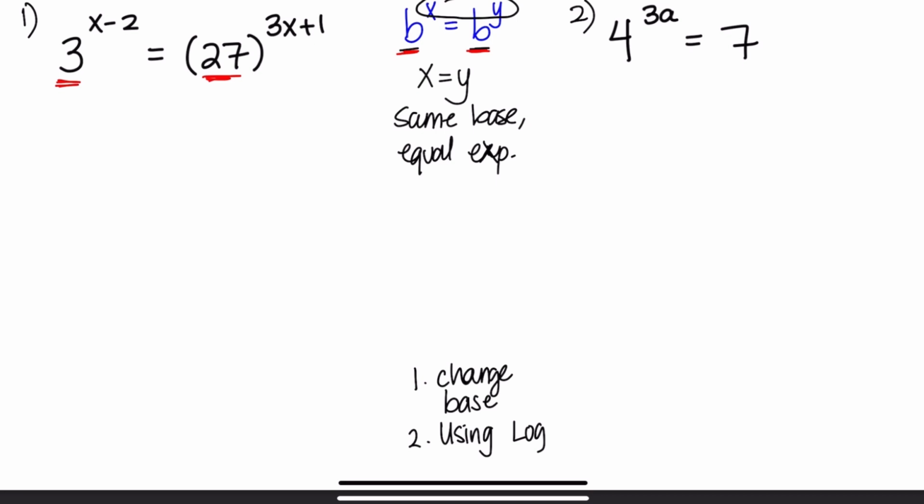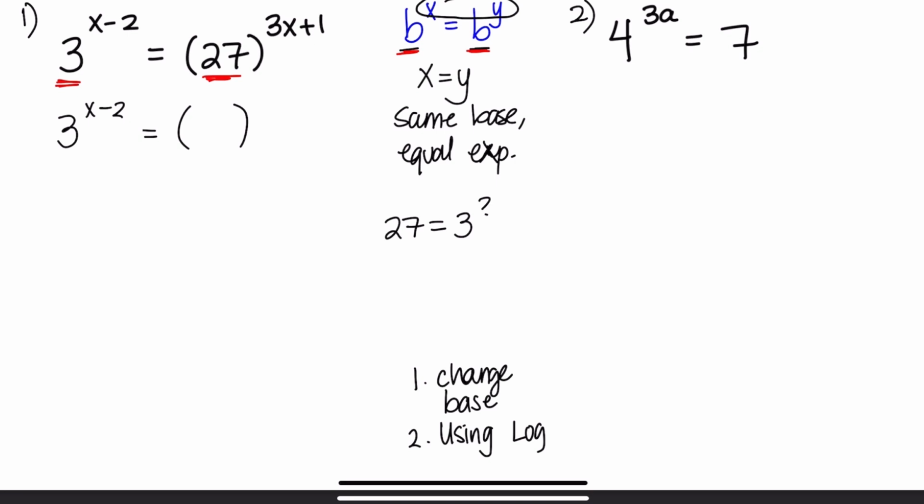Right now, the left side's base is 3. We're going to keep that the same. So I'm going to bring down 3 to the x minus 2. I don't want to change the left side at all. But I do want to change this 27 to look like 3 raised to the something in order to create a like base with my left side. So let's think about that mental math. 27 equals 3 raised to the something.